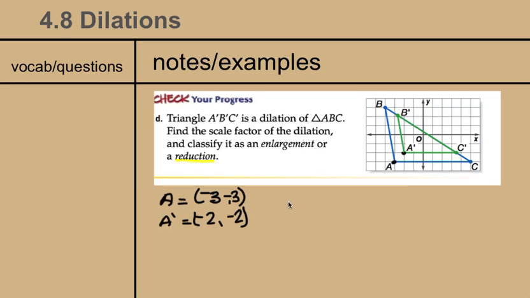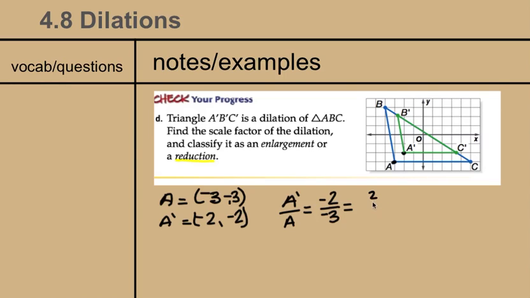All right, so let's start writing our ratios. Make sure you start with the image. So negative 2 over negative 3. And both of these are going to be the same no matter if I do the x-coordinate or the y-coordinate, so we'll just leave it like that. Negative over negative is a positive.